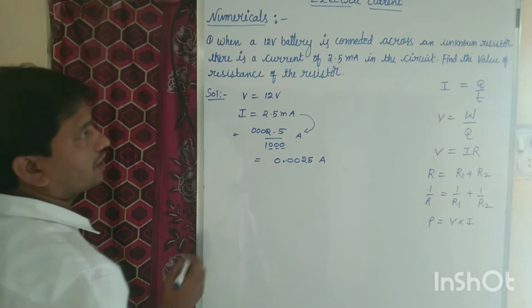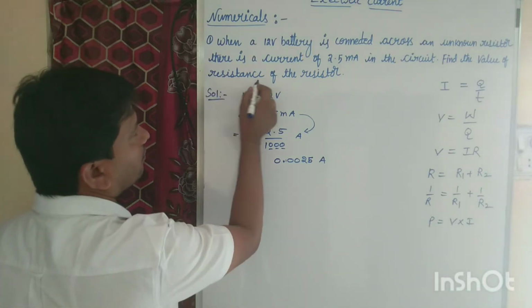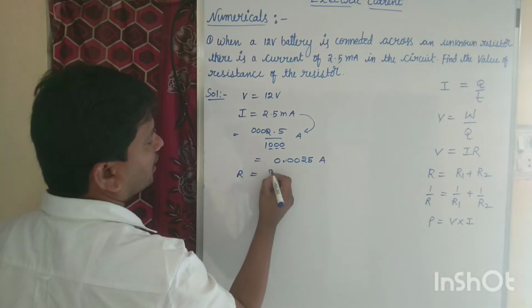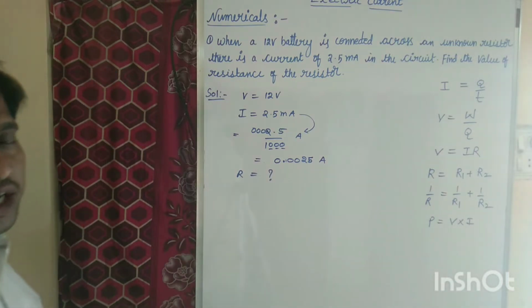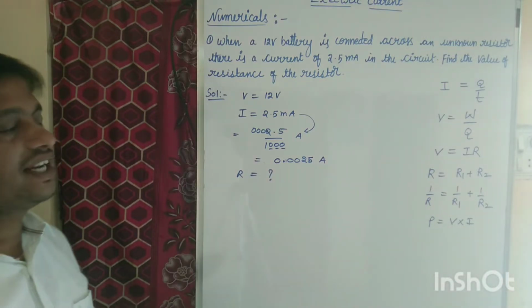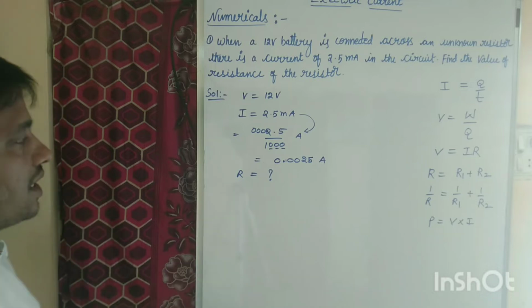Now what are they asking to find? Find the value of resistance. R value we have to find. If we look at what is given and what we need to find, we can easily answer.